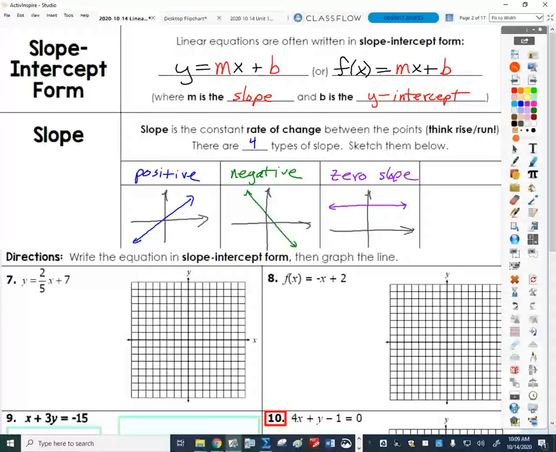And then what about the other possibility? What's the other possibility? Okay, vertical lines. And what kind of slope is that? What do we call that? Do you remember? Undefined. Yeah, we get undefined slope. And that would be a vertical line. Good.